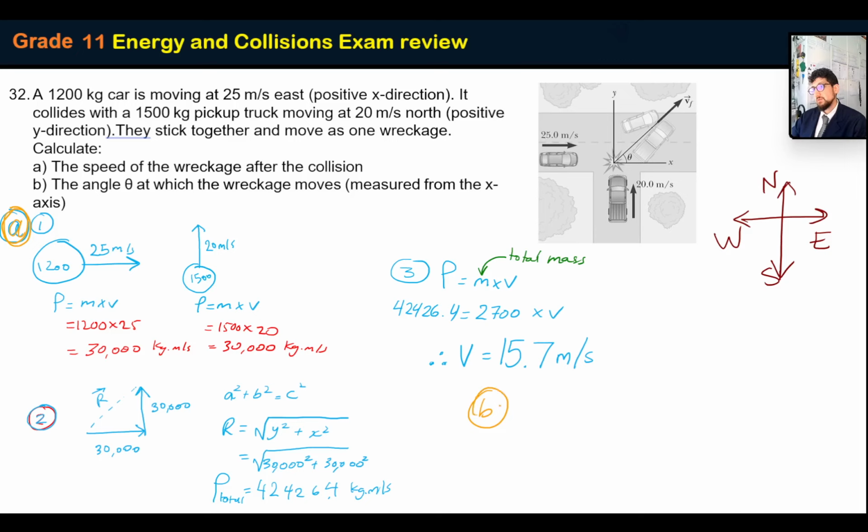We still have B. How do we answer B? B is the angle. That's the easiest thing. We need this angle here. Okay, so how do we do that? Well, green? Yeah, green. Theta. Is that green? Okay.